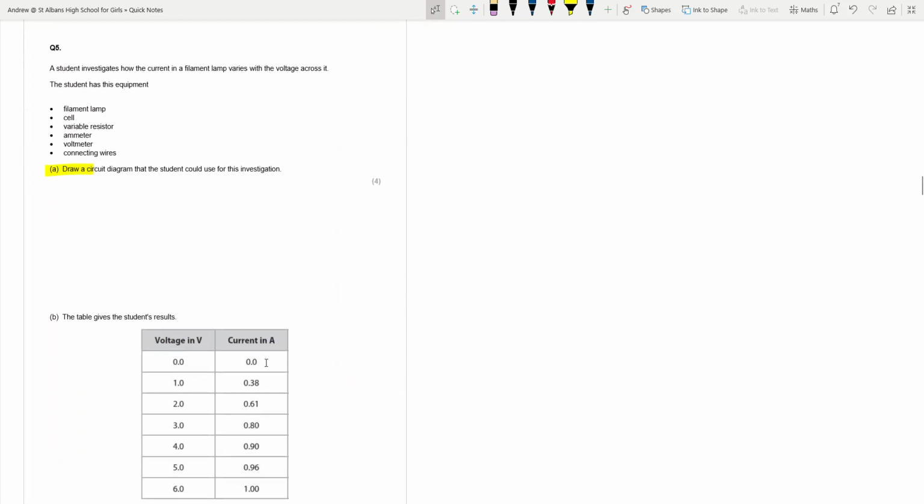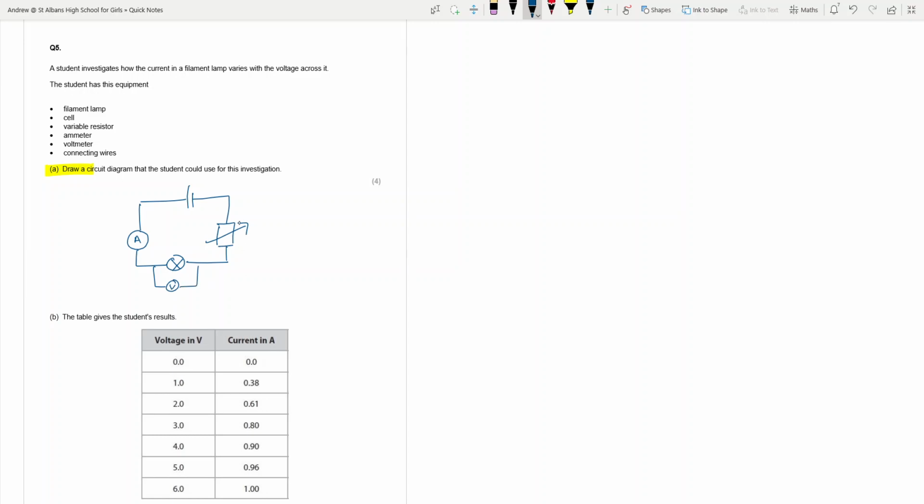Okay, question 5. We've got a student investigating, so we've got a 4-mark question to draw a circuit diagram to get how the current varies with the voltage across it. This is a classic question that should be an easy 4 marks. We need a power source, which is our cell. We've obviously got some wires. We are going to put in an ammeter. We're going to put in our filament lamp, and we're going to put in a variable resistor, and these are all in series. And then we're going to put a voltmeter around the bulb.